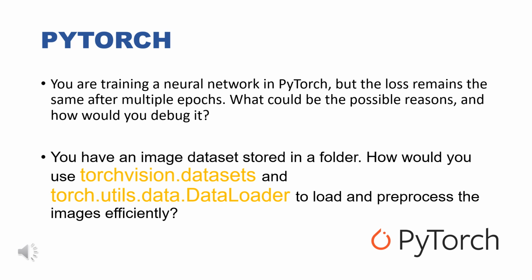PyTorch questions. You are training a neural network in PyTorch, but the loss remains the same after multiple epochs. What could be the possible reasons and how would you debug it? Second, you have an image dataset stored in a folder. How would you use torchvision.datasets and torch.utils.data.DataLoader to load and pre-process the images efficiently?